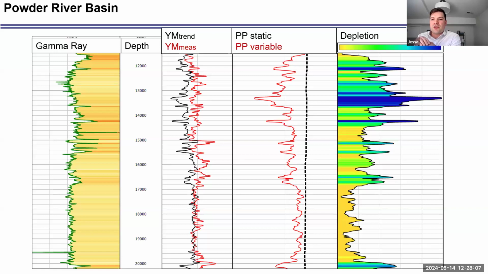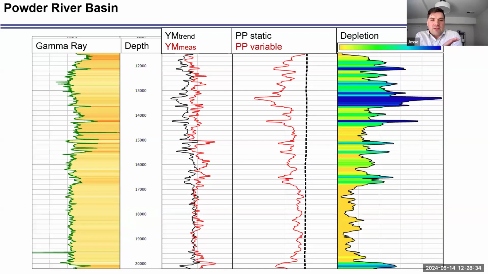So I'm going to start talking about one of the case studies now, starting from our estimate of the depletion. This is the Powder River Basin. This is higher permeability than most U.S. unconventionals, so it's almost like a quasi-conventional case study.